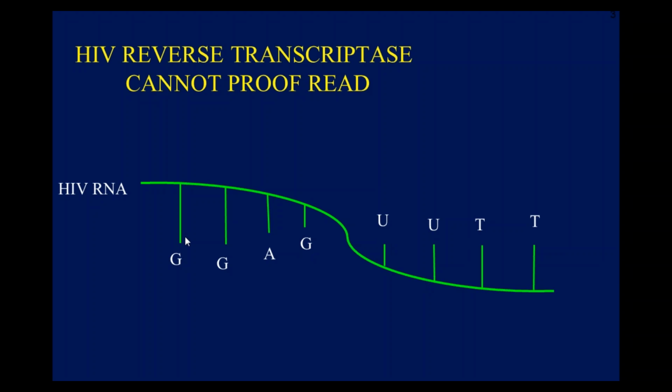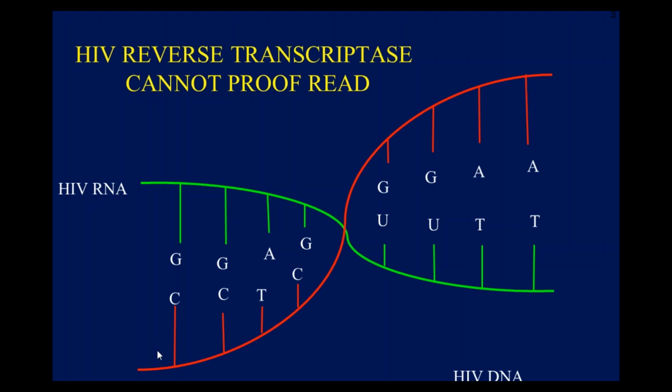And what happens is that every time you have a G, the reverse transcriptase puts in a C. Every time you have an A, you put a T. Every time you have a U, you put a G there, okay? But this is what HIV does, okay? This is the way it's supposed to work, all right?